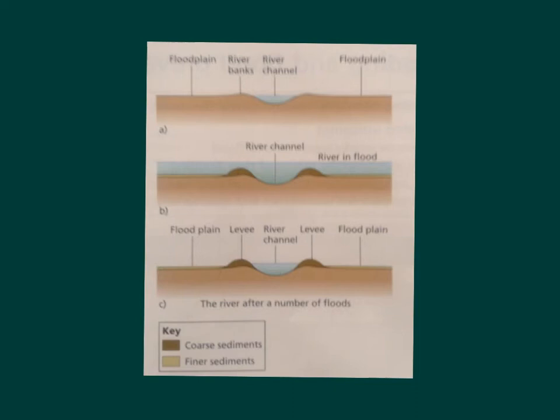Some of the key words from the key are coarse sediments and finer sediments. Coarse means bigger sediments like gravel, and finer sediments are things like clay. So you can imagine in that second picture, as soon as the flood water comes out of the channel, it deposits the coarsest material first.